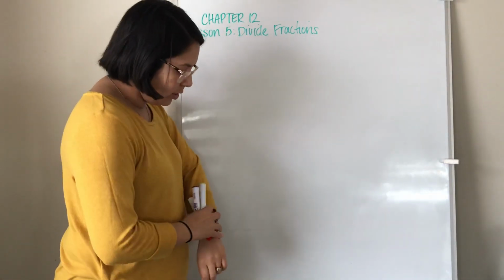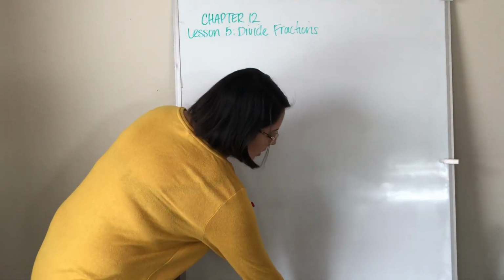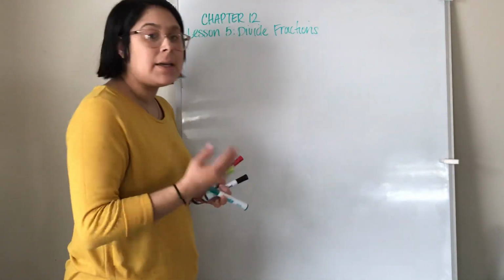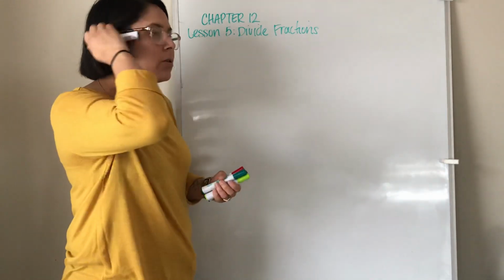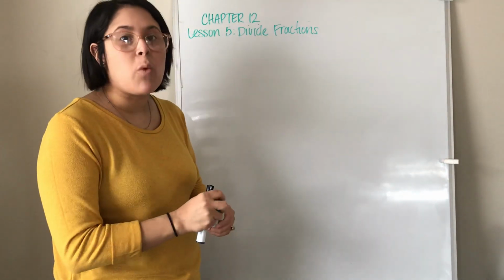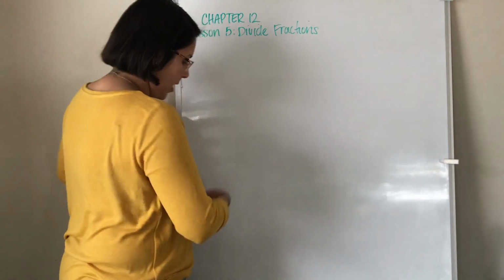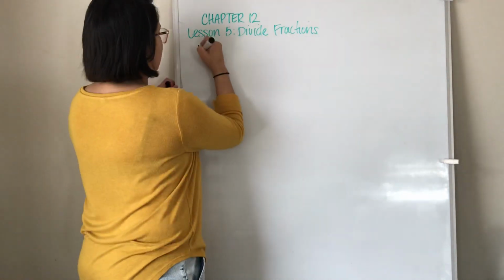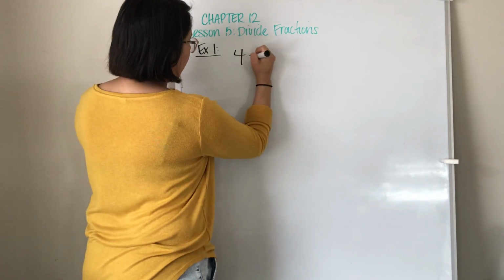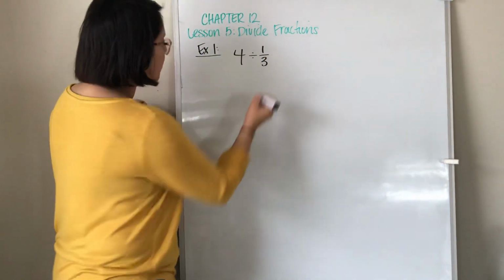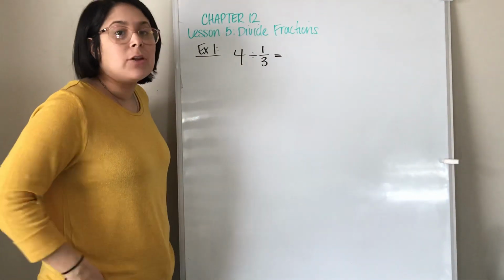Okay, so I'm going to do the first example, example 1, and I'm going to show you what I mean. I'm going to model it for you so I can show you a picture of what we're doing. These models, all they're doing is showing you a picture of what it means to multiply or what it means to divide. So we've got example 1, and this is going to be easy. 4 divided by 1/3.